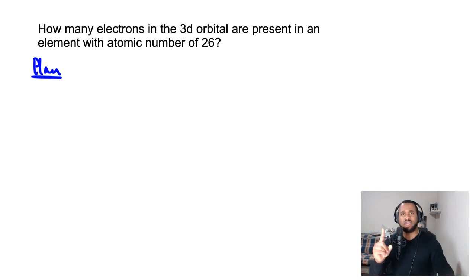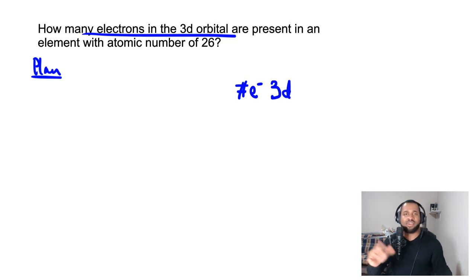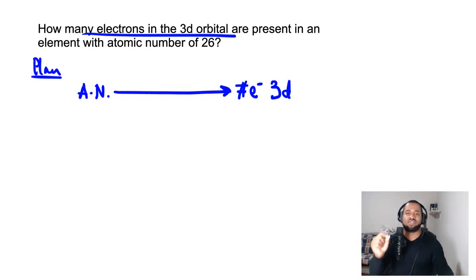And the plan here is, first, we're asked to determine how many electrons are in the 3d orbitals, which means that our end result is to determine the number of electrons in the 3d orbitals. And then you will need the element's atomic number, and in here we have the atomic number of the element given. And so it means that we need to go from the atomic number all the way to the number of electrons in the 3d.